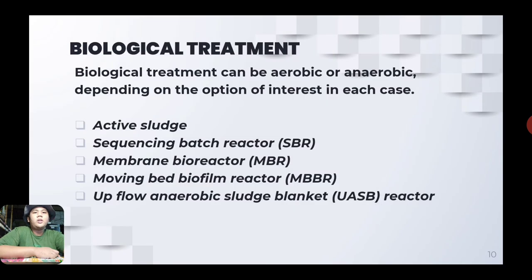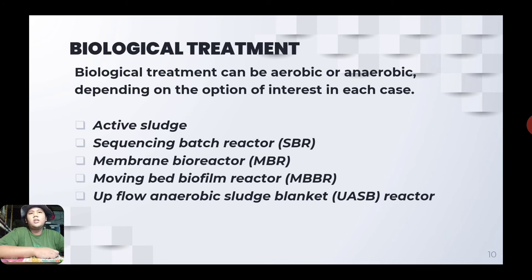The first one is biological treatment. When the contamination is biodegradable, the removal of organic matter, nitrogen and phosphorus is feasible through this process, which is economical and efficient. Biological treatment can be aerobic or anaerobic depending on the option of interest in each case.